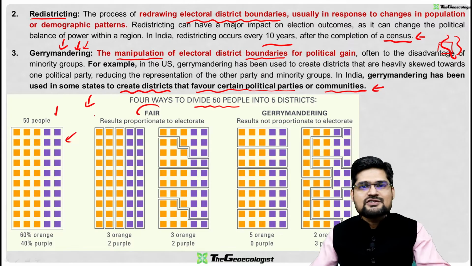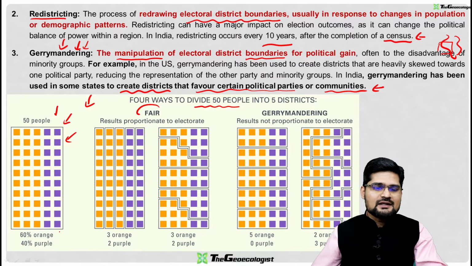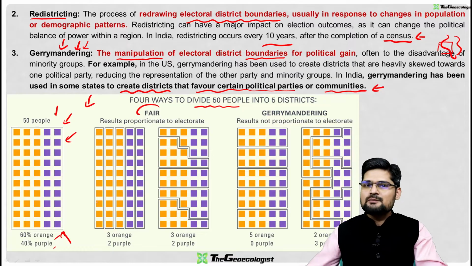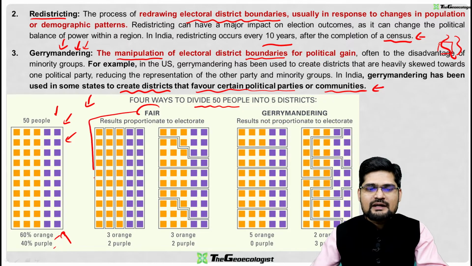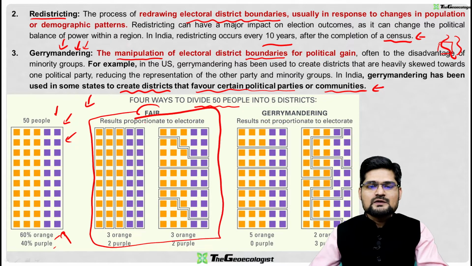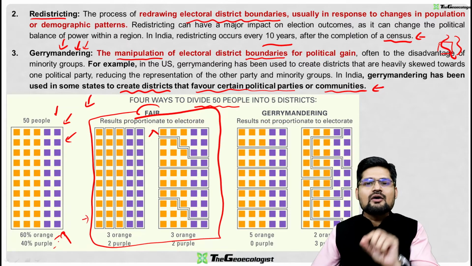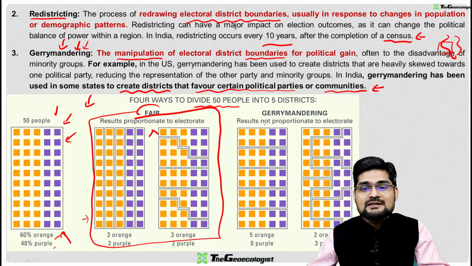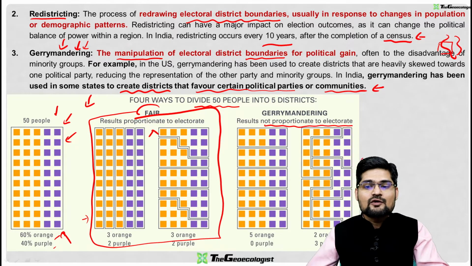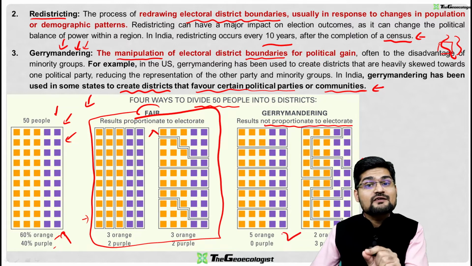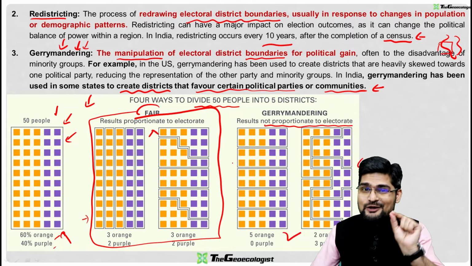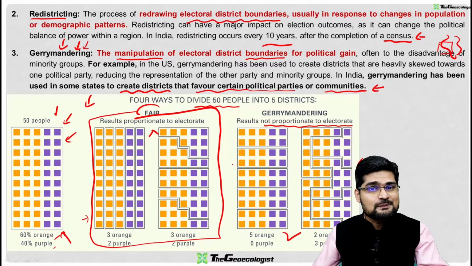So natural division, if you observe, of majority and minority is the first one, 60 orange, 40 purple. Then if you want to do a fair gerrymandering, what do you do? You do something like what is observed here, right? This is supposed to be a fairly organized gerrymandering, but results are not proportionate to the electorate. If you want to do it, then we observe this kind of gerrymandering, which sometimes favors a particular community or a particular group. So it becomes an integral part of our spatial analysis.